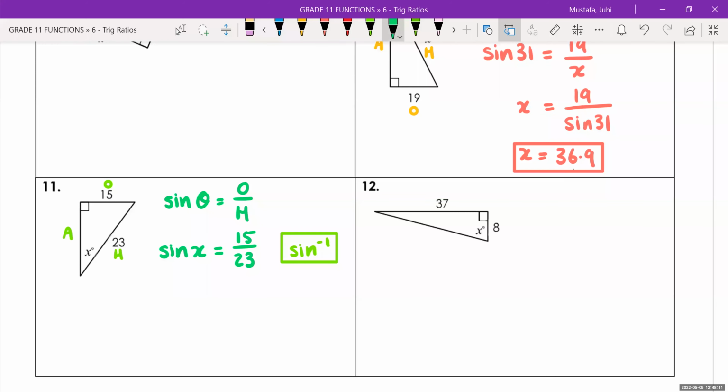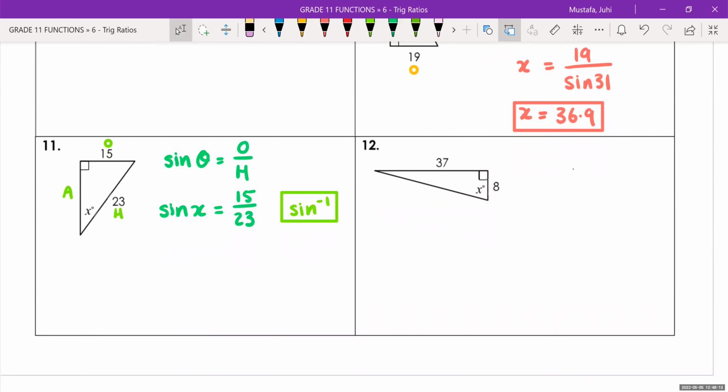So now what we're going to do is press that sine inverse button, and then put brackets and write 15 divided by 23. You do not have to show me the step, but I'm just going to write down what you're going to be pressing on your calculator. It's going to be sine inverse, and then you're going to go bracket 15 divided by 23. And the step I've written down right now is not necessary. You don't have to write that down on your sheet.